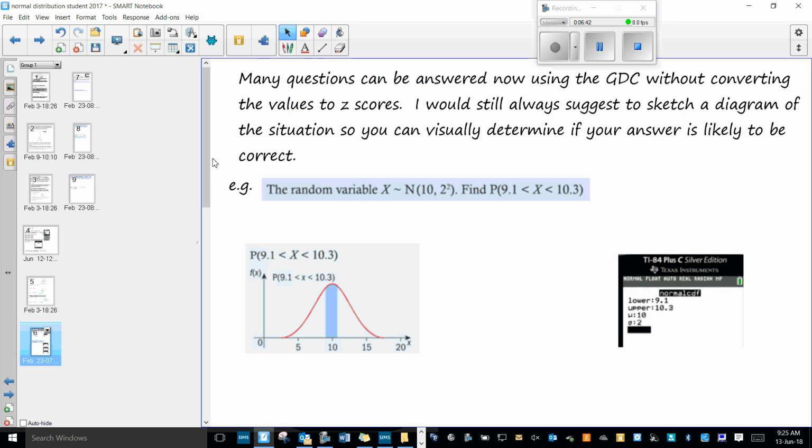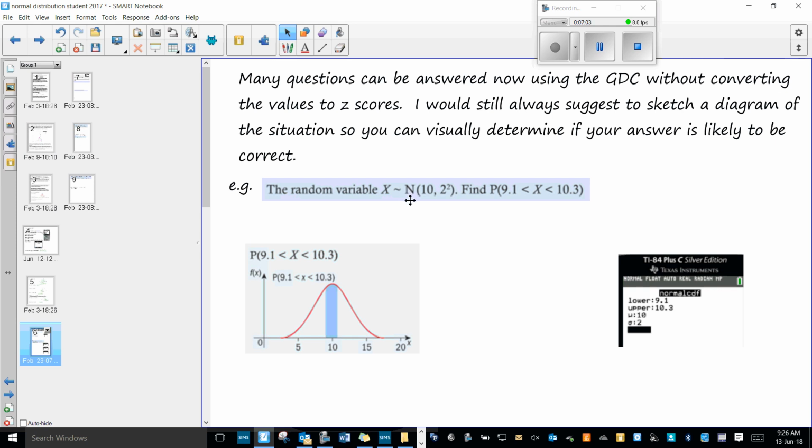Alright, so many questions can be answered now using the GDC without converting them. But as I said, I would still just do a little sketch to determine if it's roughly correct. So this is our question. The random variable X, N, so N tells us it's normally distributed.